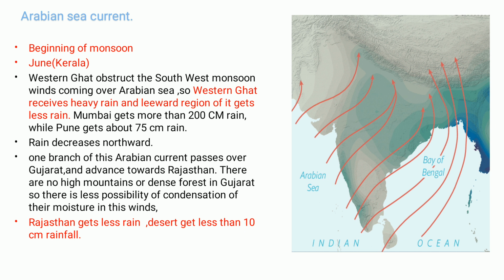As Mumbai gets 200 centimeter of rain, Pune, located on the leeward side, receives only about 75 centimeter of rain. Rain decreases northwards from Kerala as the monsoon winds start moving towards the north. The amount of rain decreases from Kerala to Karnataka, Goa, and Maharashtra on the western coast. One branch of this current enters Madhya Pradesh through Narmada Valley.